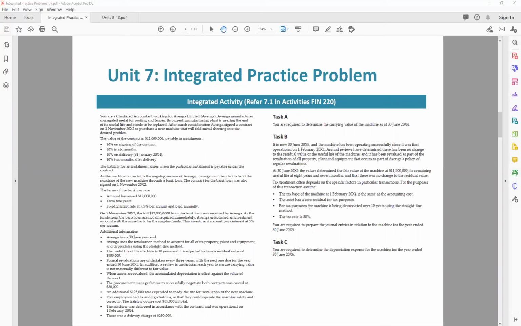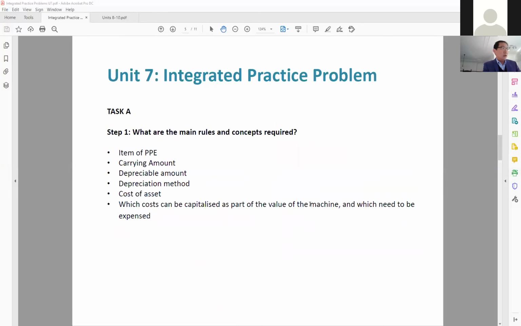So again, this is a pretty involved question. You can see there's multiple components, and so let's jump into each of these. In terms of the first step, clearly we need to divide this up one step at a time. If we just focus on Task A, which is really requiring us to focus on what is the carrying amount of the machine as at X4.